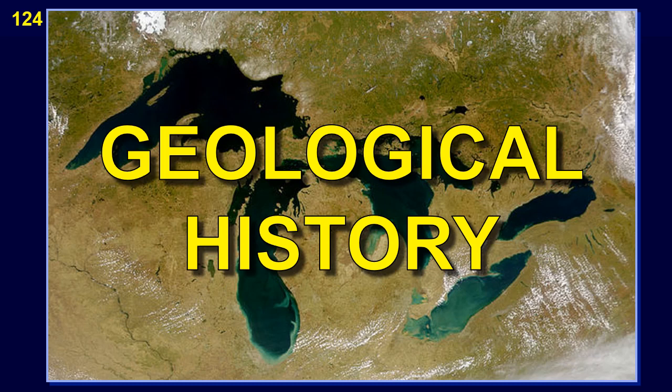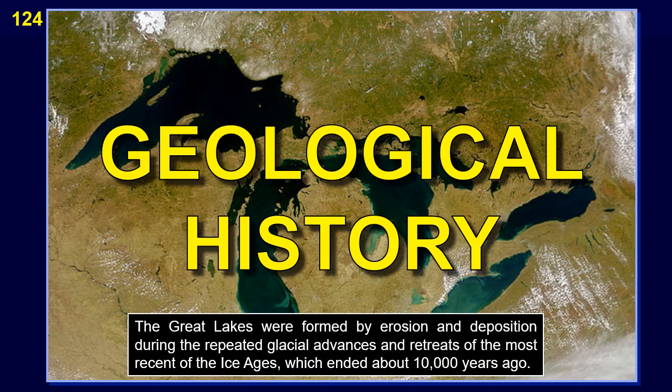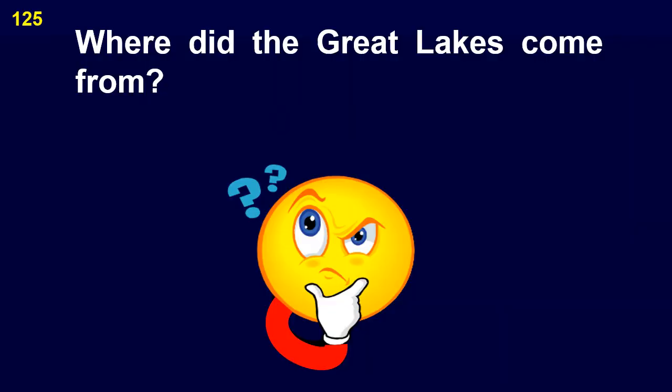History of the Great Lakes region. The Great Lakes were formed by erosion and deposition during the repeated glacial advances and retreats of the most recent of the ice ages, which ended about 10,000 years ago. Where did the Great Lakes come from?